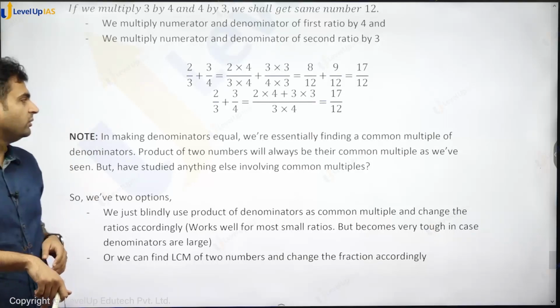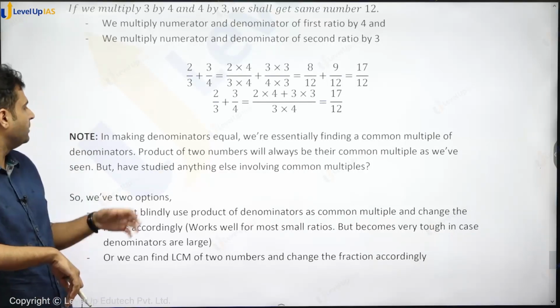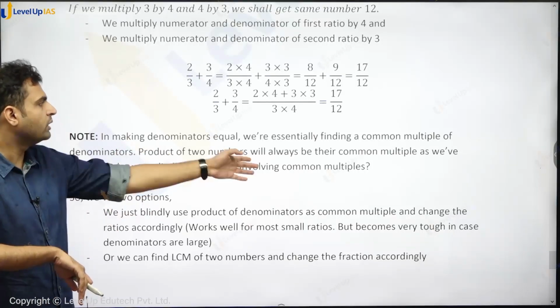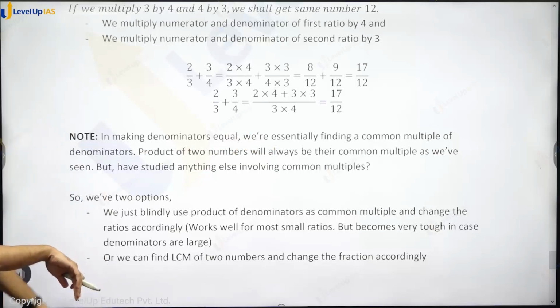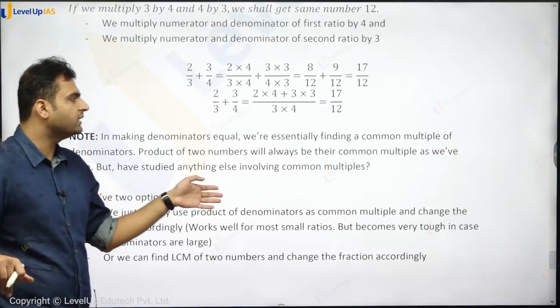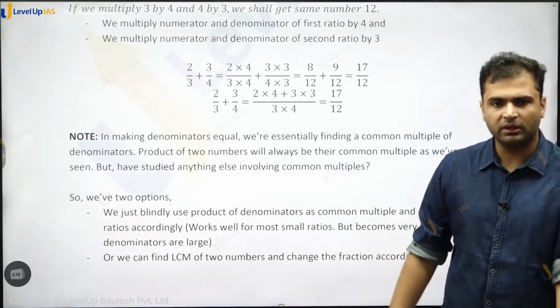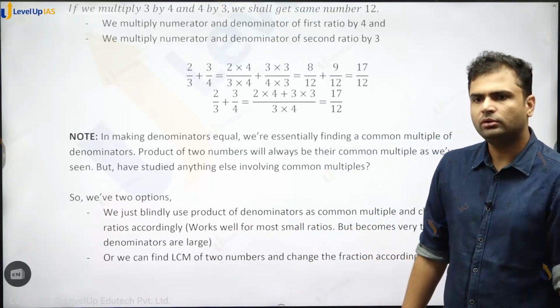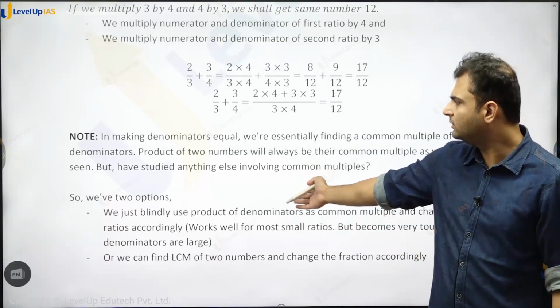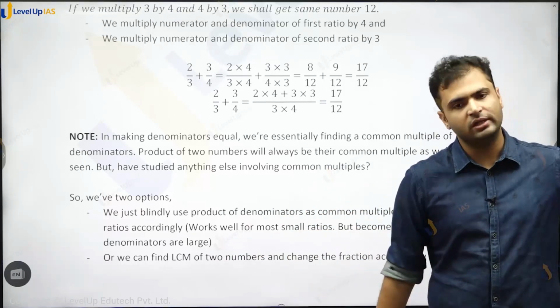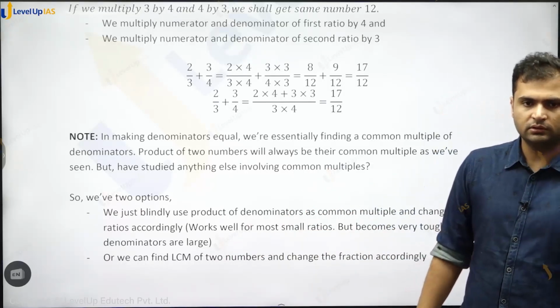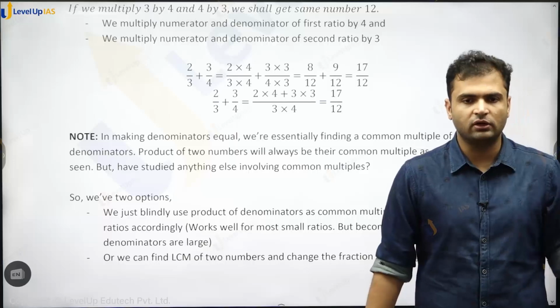Note, in making denominators equal, we are essentially finding a common multiple of denominators. The product of two numbers will always be their common multiple, as we have seen. बट वी हैव स्टडीड एनीथिंग एल्स इन्वॉल्विंग कॉमन मल्टीपल? लीस्ट कॉमन मल्टीपल हमने देखा है लास्ट सेक्शन में. So we can convert the denominators into LCM as well. LCM also is their common multiple.